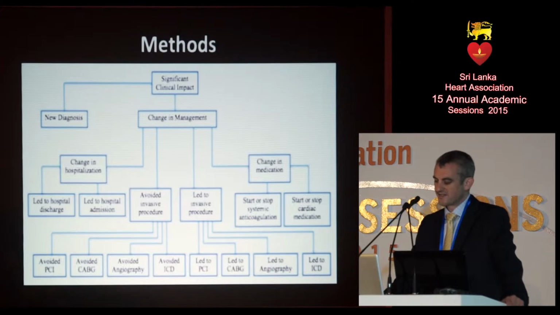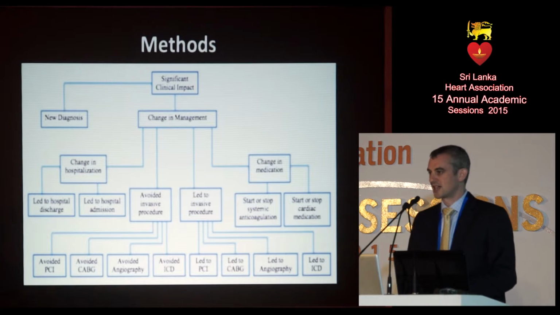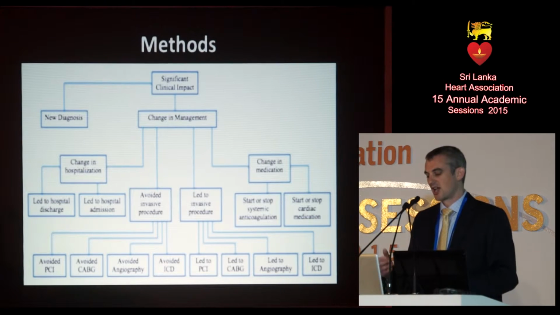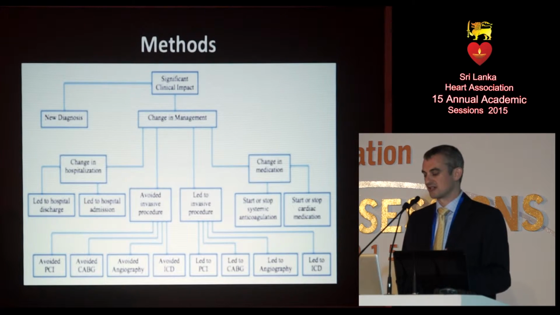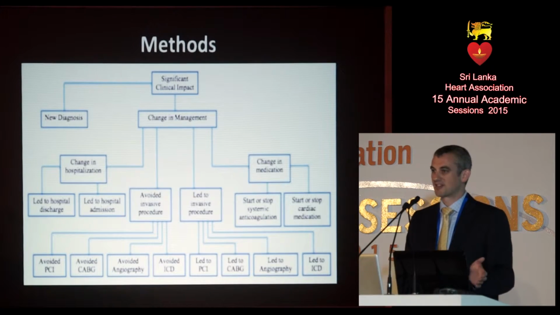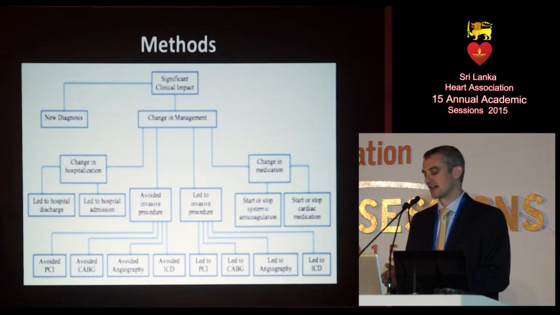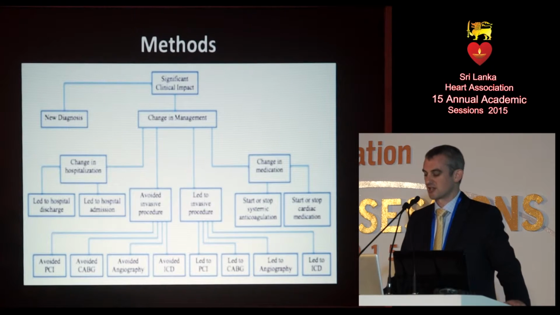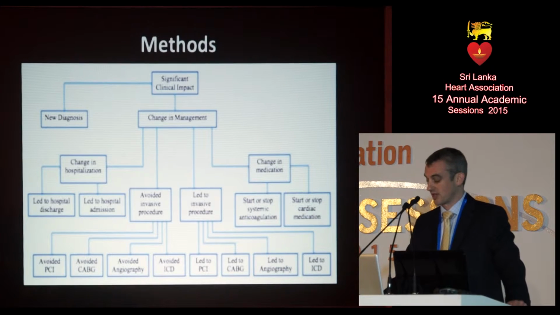So they predefined what a significant clinical impact was. They divided that into how often they could make a new diagnosis and how often they could change a patient's management. It's a complicated slide, but changing the management really meant changing hospitalization, changing medications, having a procedure that they otherwise wouldn't have had, or avoiding a procedure such as an angiogram or revascularization that they otherwise would have had.